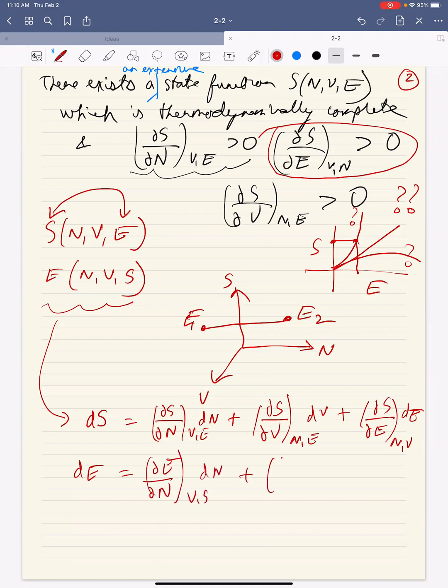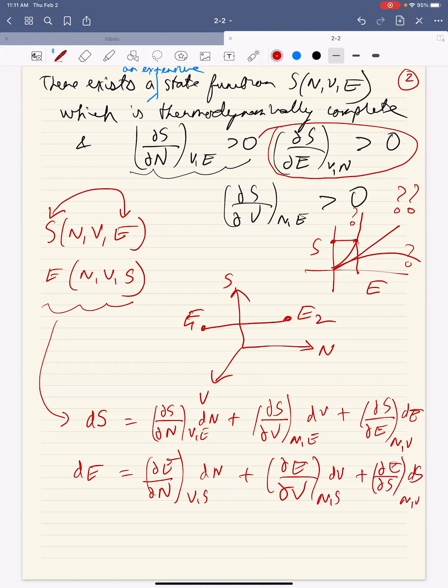partial E by partial V at constant N and S multiplied by dV plus partial E by partial S at constant N and V multiplied by dS, right?